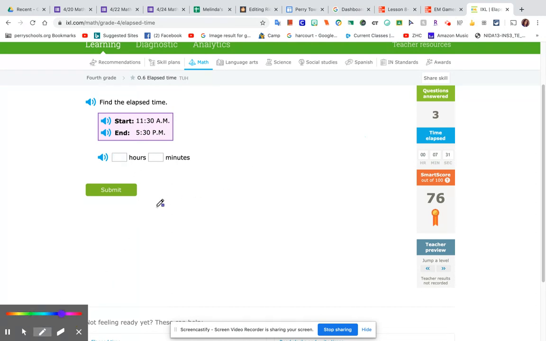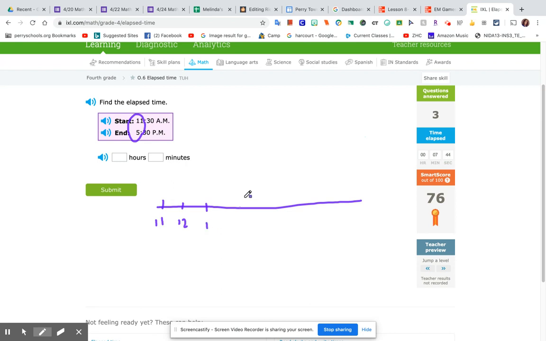Let's go back here. So if I'm starting at 11, I'm just going to do the hours first. Next comes 12 on a clock. 1, 2, 3. This is a good strategy or a good skill to have because some of you are playing games like for this many hours, maybe longer. All right, so do you see what I've done? I used the information. They told me I started at 11 and I stopped at 5. And then I made a number sentence.